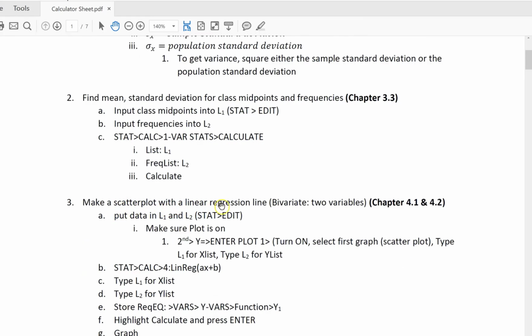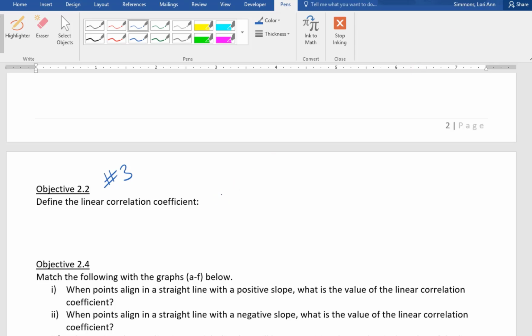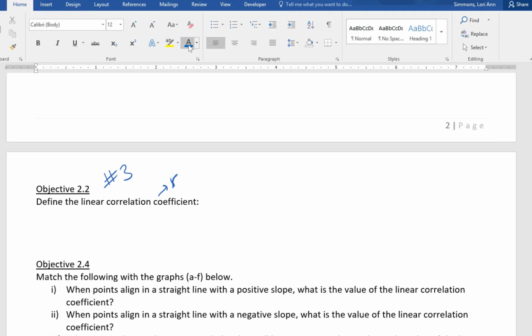Make a scatter plot with a linear regression line. And it is denoted by lowercase r. The linear correlation coefficient is a measure of the strength and direction of the linear relation between two variables.